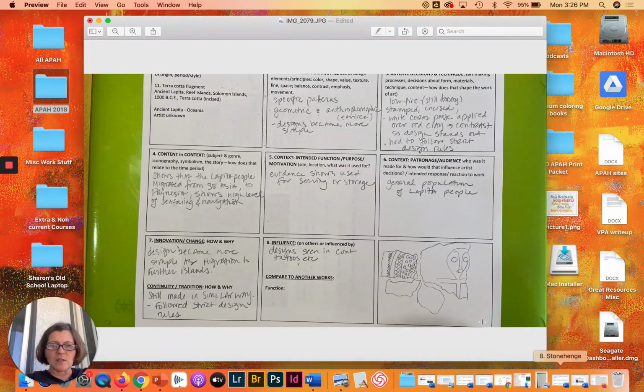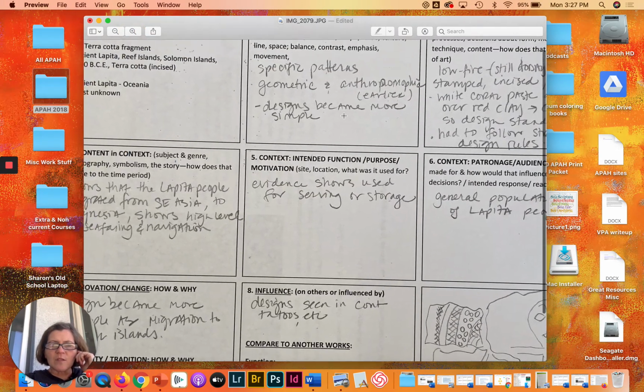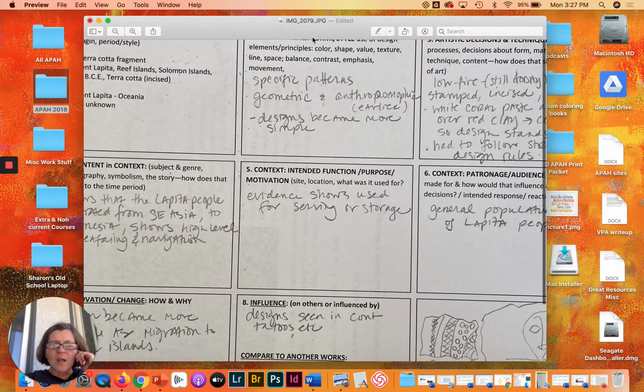When I transfer that to this, you can see box number 2, when I talk about my elements and principles of art: specific patterns, geometric and anthropomorphic shapes. And now it says earlier, because that was part of the earlier, older pieces would have that. Designs became more simple.